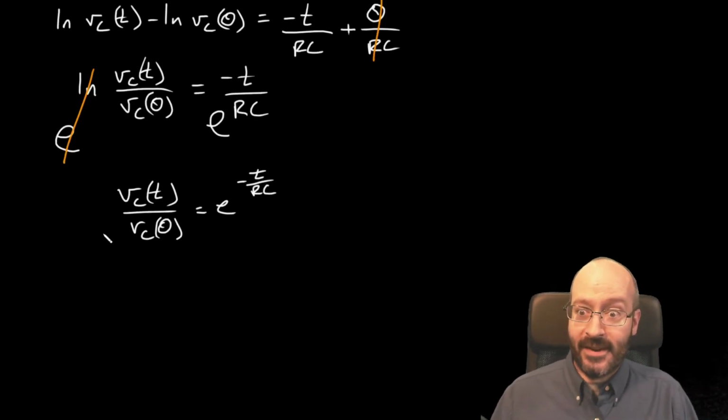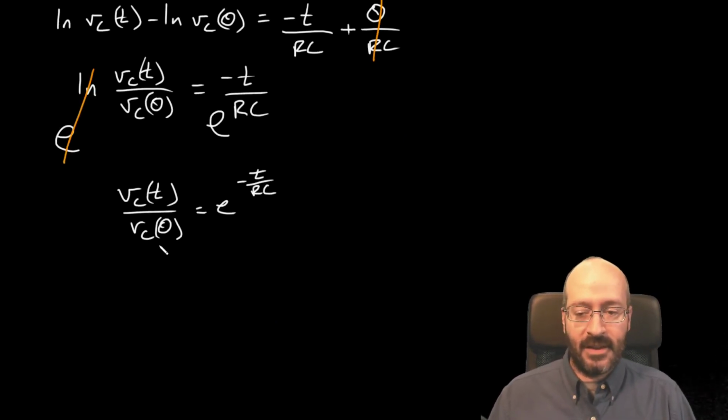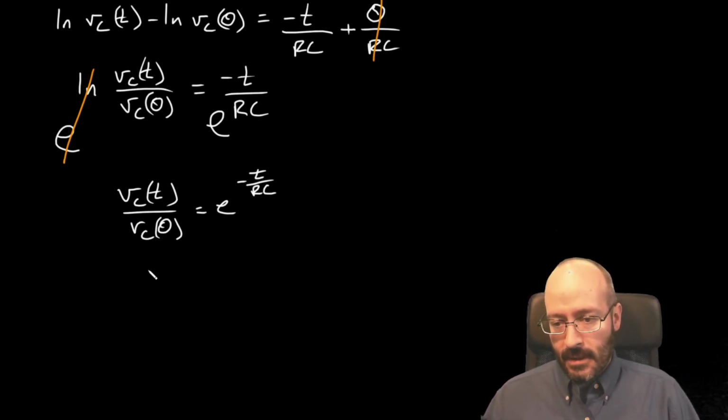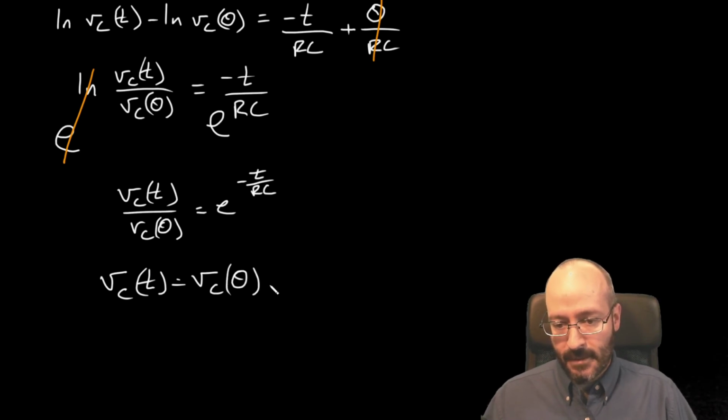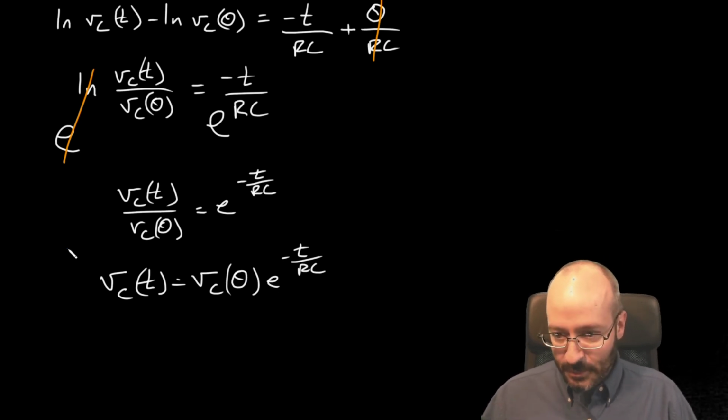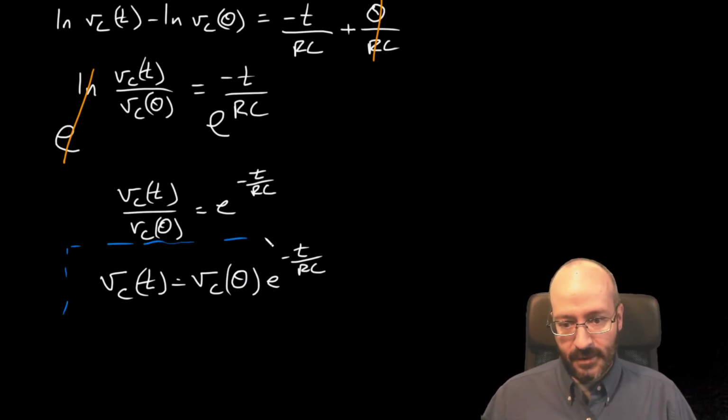Okay, almost there. We just have to get rid of that Vc of 0. That's our initial condition. So whatever voltage is on the capacitor when it begins to discharge, we just need to multiply both sides by that. So we get Vc of t equals Vc of 0 times e to the negative t over RC. All right, and that's what we were looking for out of this video.